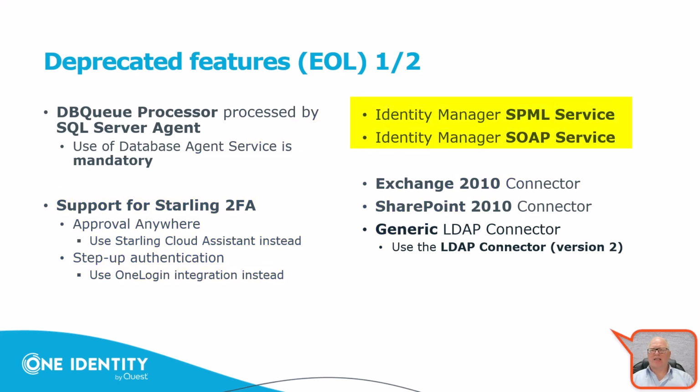The Identity Manager SPML service and the Identity Manager SOAP service, two web services we had in the past, have disappeared now. You can't use them anymore. Instead, there is, of course, the Identity Manager Application Server, which is a wonderful REST service. And for all the people who know web development a little bit better, there's a second one, called the API Server, which is a REST service as well.